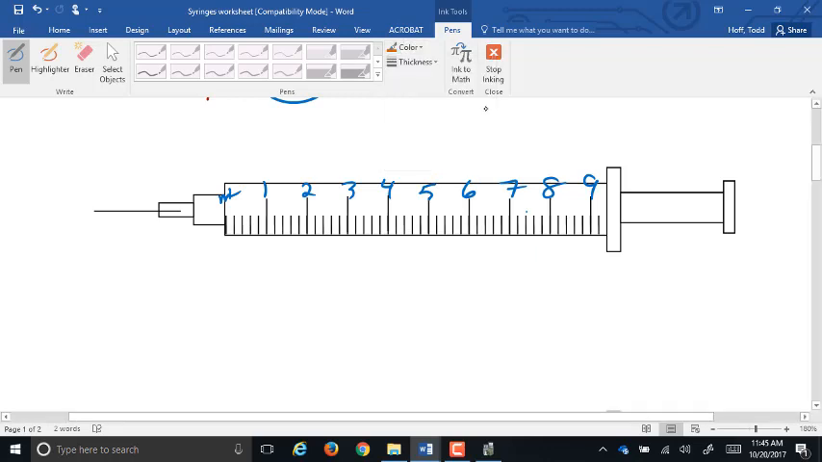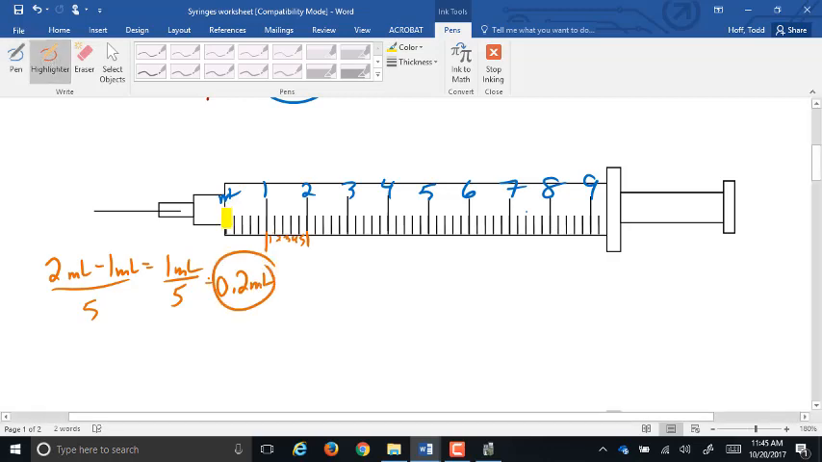So to figure out what each division means here, we go from 1 to 2. So that's 2 milliliters minus 1 milliliter. There's a 1 milliliter space. How many spaces are there? There are 5 in between. So 1 milliliter divided by 5 is 0.2 milliliters per division.